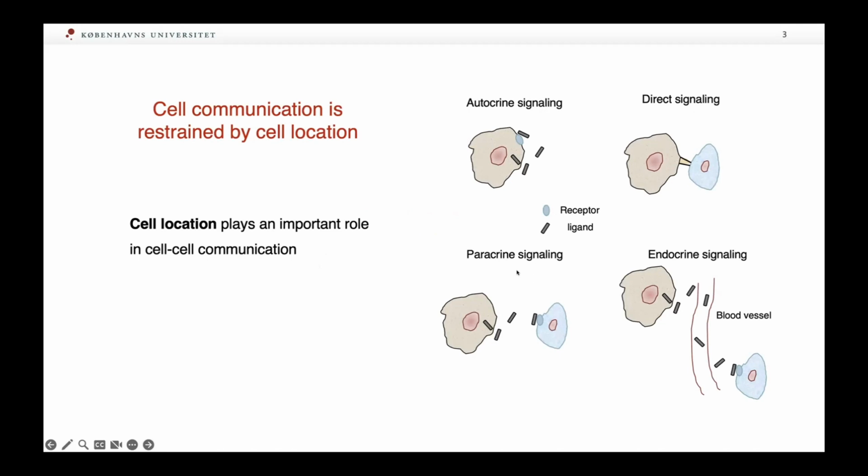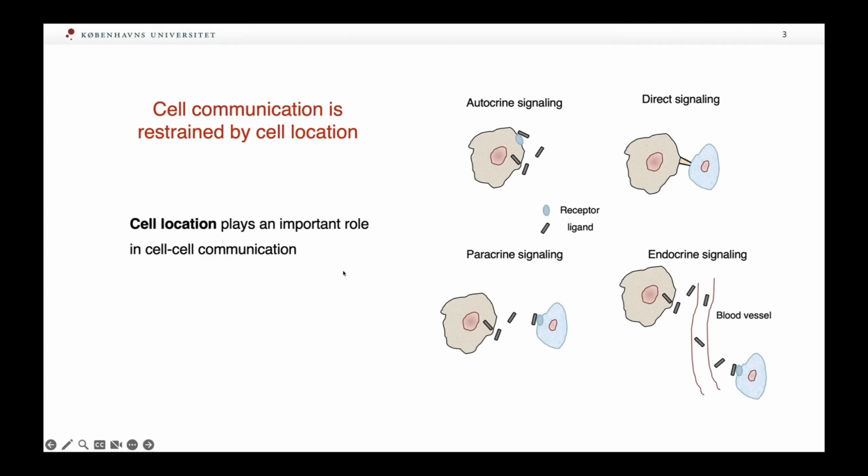Also, there is paracrine signaling. A cell can communicate with its nearby cells through ligand receptor interaction. And the last type of communication is endocrine signaling. It's where a cell communicates with other cells in a distant organ by transporting the ligand through blood vessels.